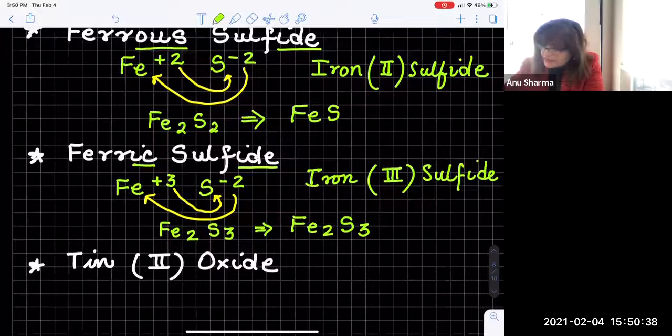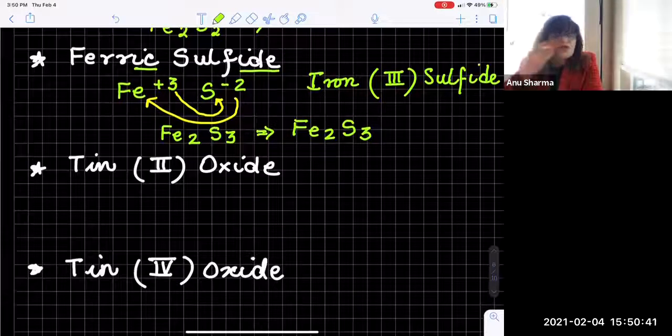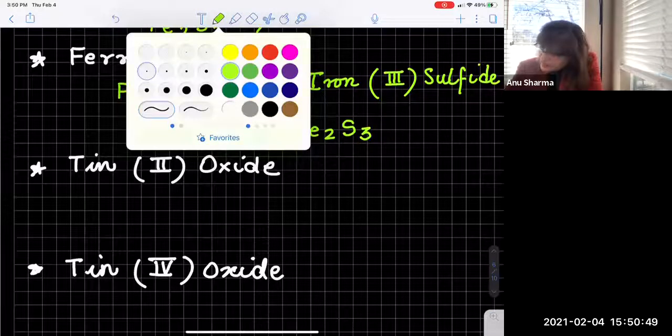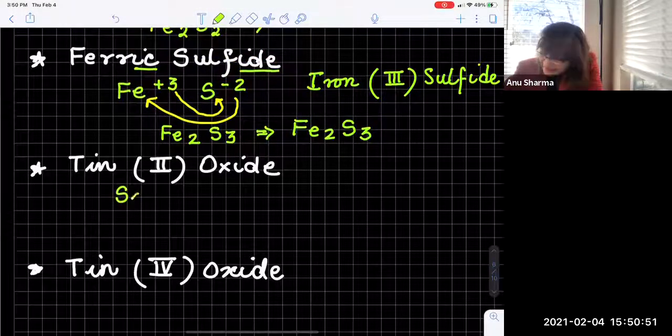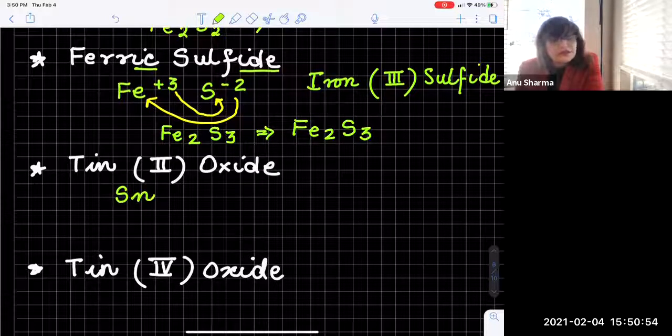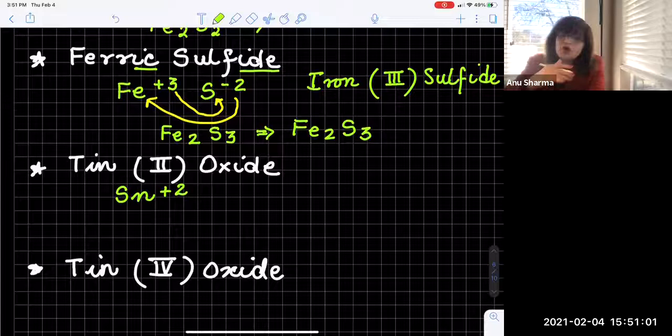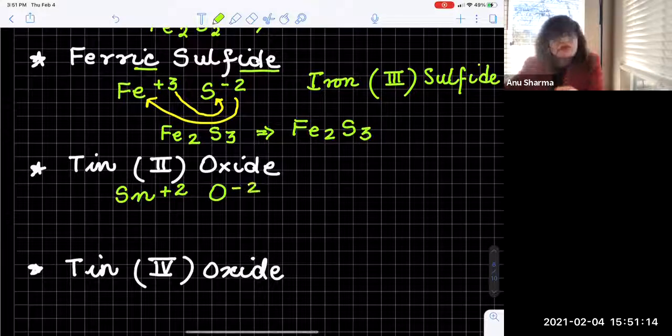Then comes tin(II) oxide. Always very important: by this time you should memorize the names and the symbols of the elements. So here you have tin. Tin is Sn. And when it says 2 in the parenthesis, that means it is tin +2. So tin is in the +2 oxidation state. Oxygen, oxide, means only oxygen. The charge is -2. You see that?